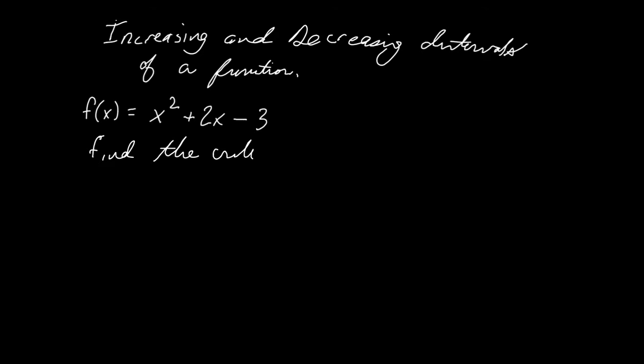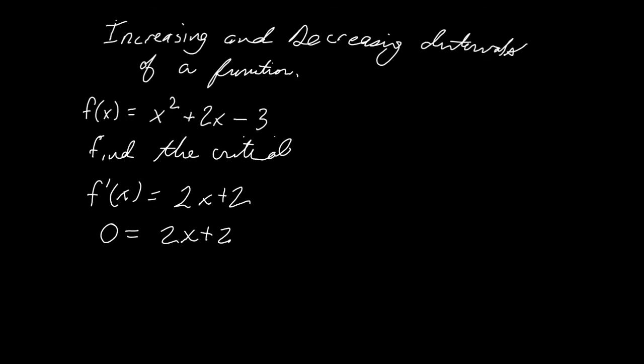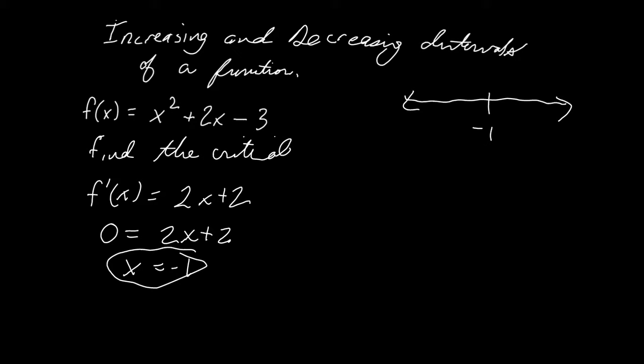When we find the critical numbers, we've done this now, we go f prime of x equals 2x plus 2 and set it equal to 0. Solve that and I get x equals negative 1. So this is the critical number on the interval. So let's now draw that on a simple number line, negative 1.